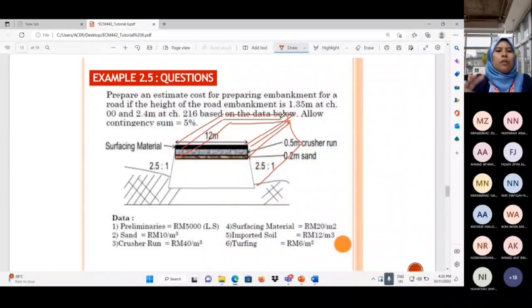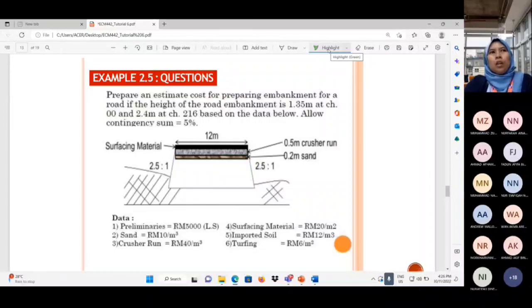So the road will comprise these three materials. It depends on the question. In the question, you have to look at which materials are involved, because our intention is to calculate the cost of the materials involved in that particular question. In the context here, it asks to prepare an estimate of the cost for preparing an embankment for a road, if the height of the road embankment is 1.35 at chainage 00 and 2.4 at chainage 216, based on the data below.